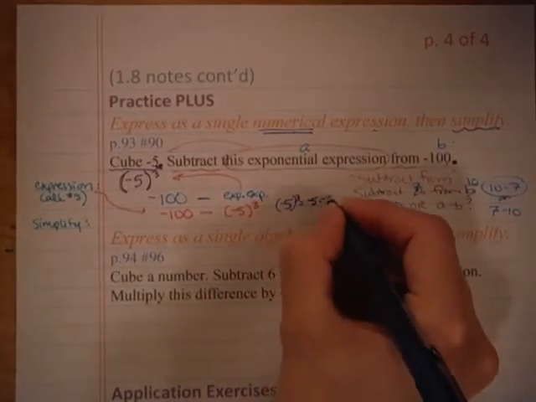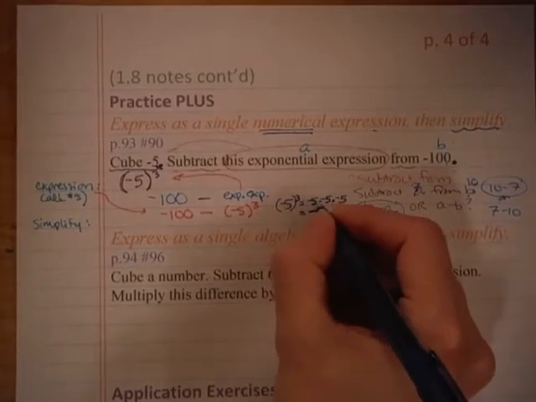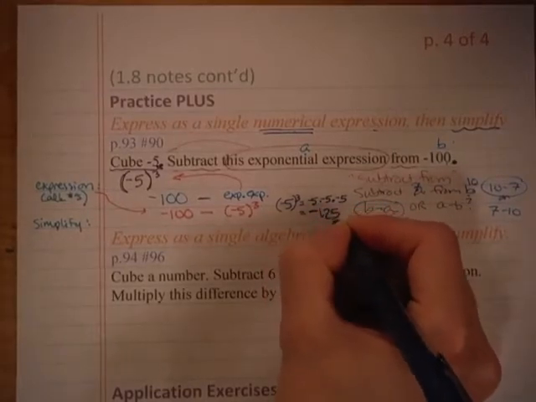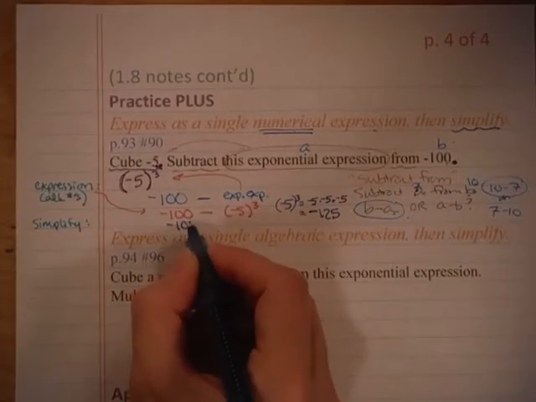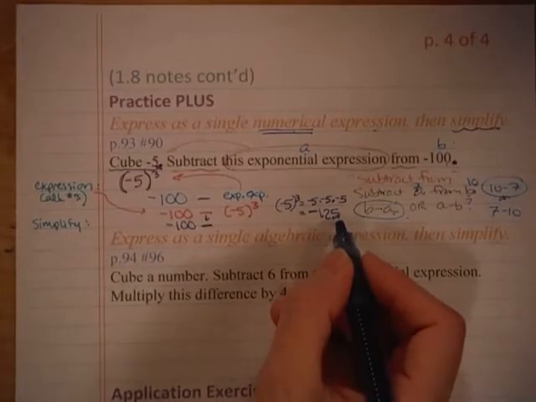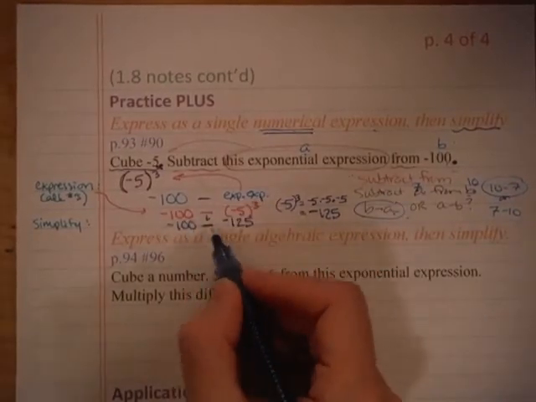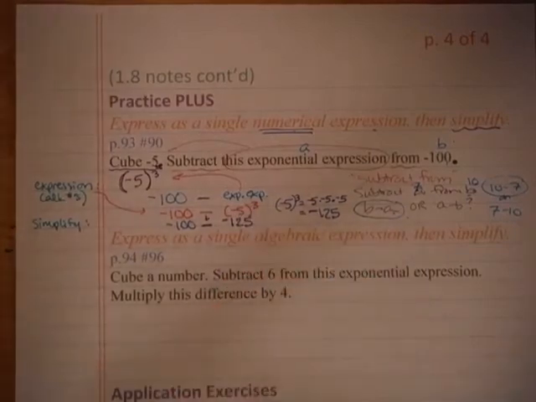Negative 5 times negative 5 times negative 5. I've got 3 negatives, so my answer is going to be negative. 5 times 5 times 5 is 125. So I've got negative 100 minus the result of this. Negative 5 cubed is also a negative 125. So I'm negative 100 minus the negative 125.